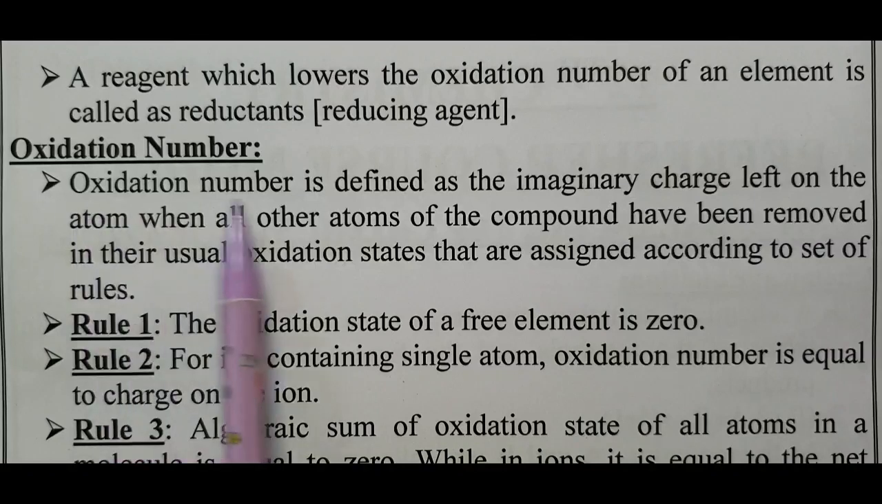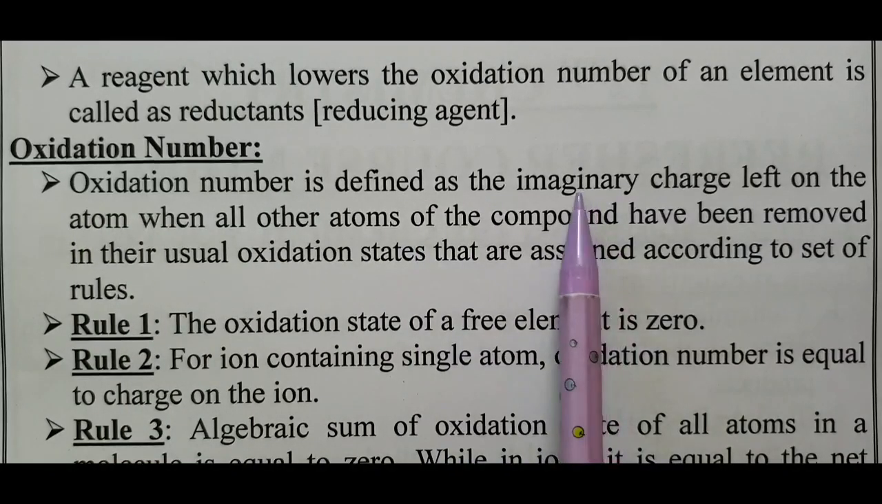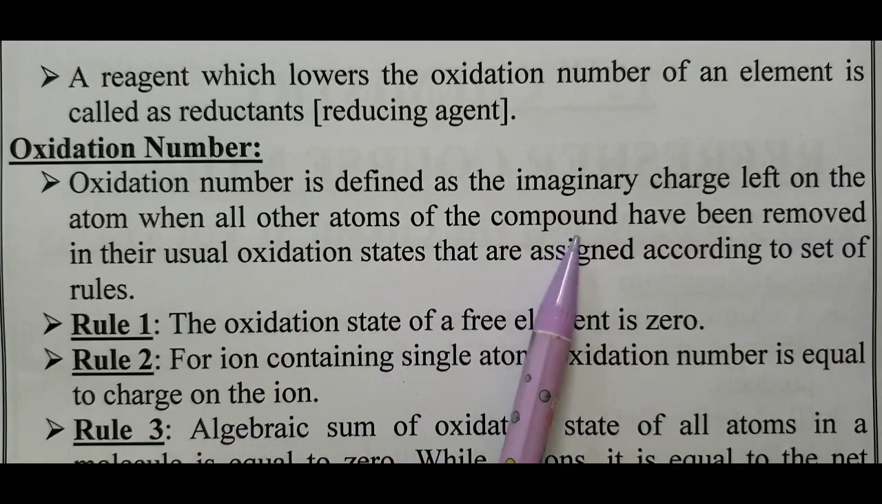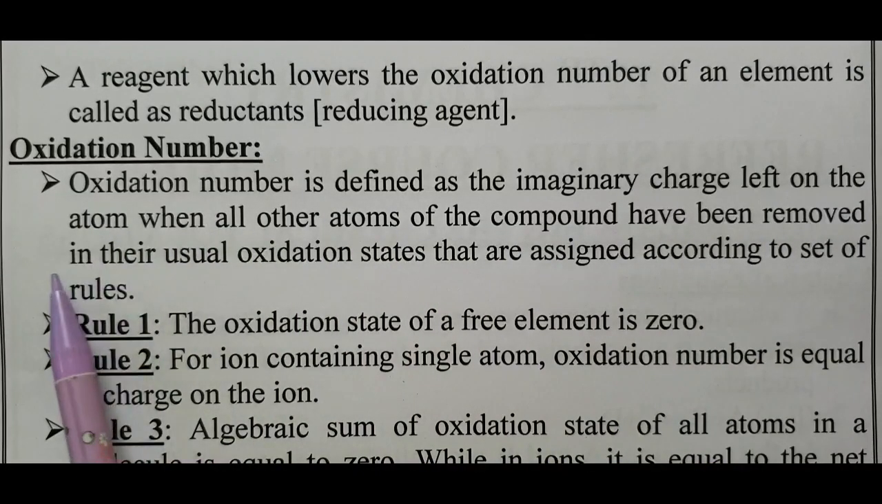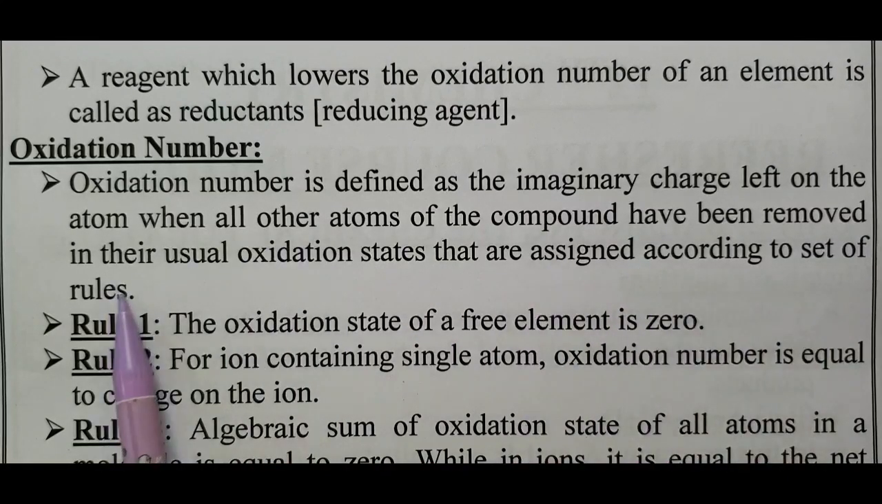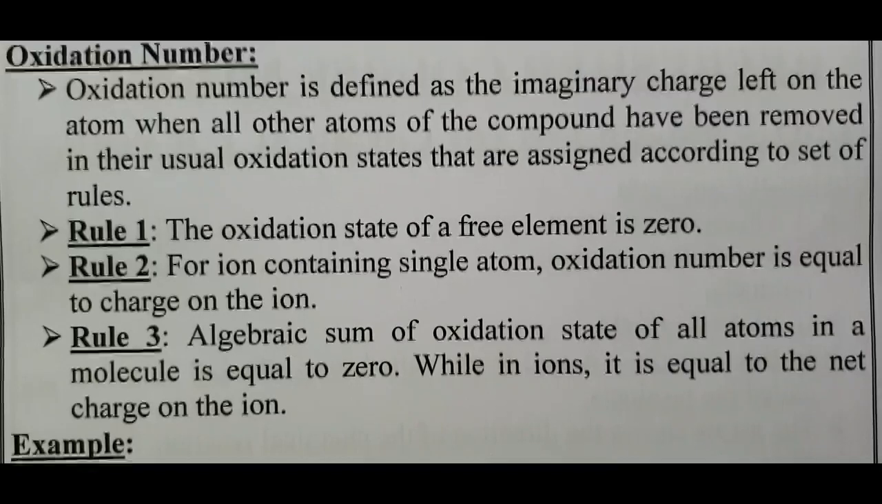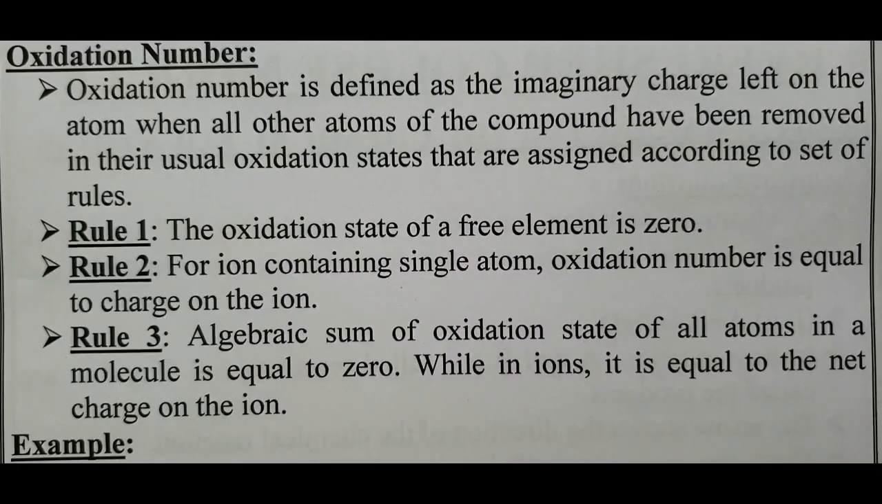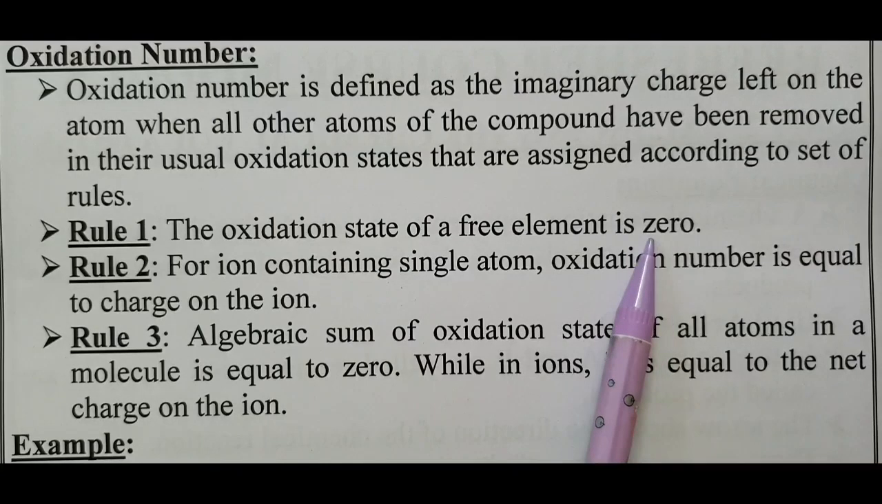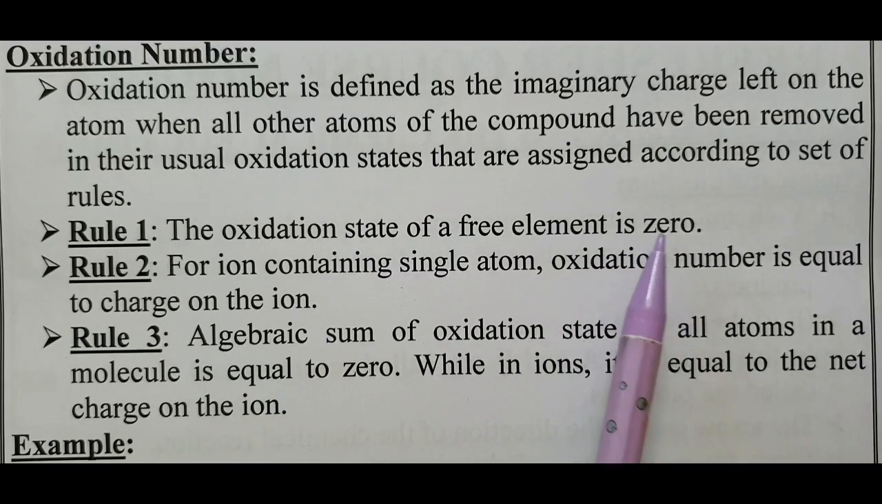Oxidation number. Oxidation number is defined as the imaginary charge left on the atom when all other atoms of the compound have been removed in their usual oxidation state, assigned according to a set of rules. Rule number 1, the oxidation state of a free element is 0. Sodium, gold, silver, platinum, if present in the free state, have oxidation number 0, and the oxidation number of a homogeneous diatomic molecule is also 0.